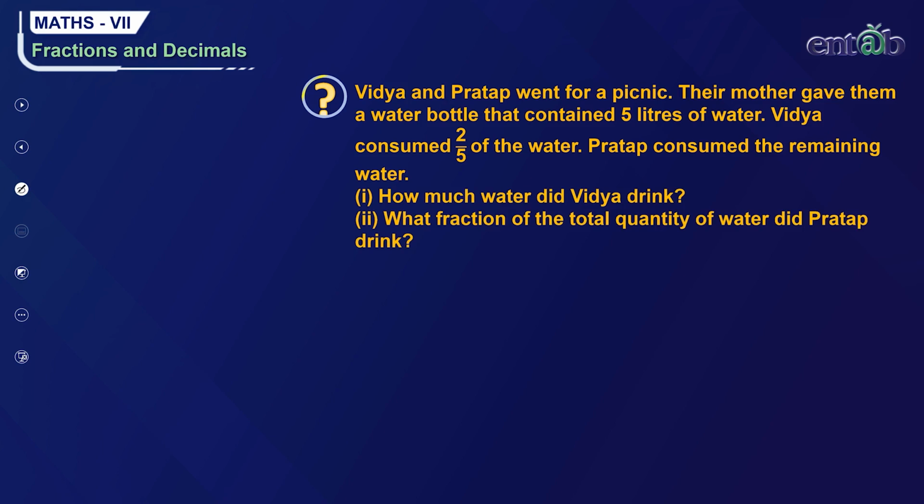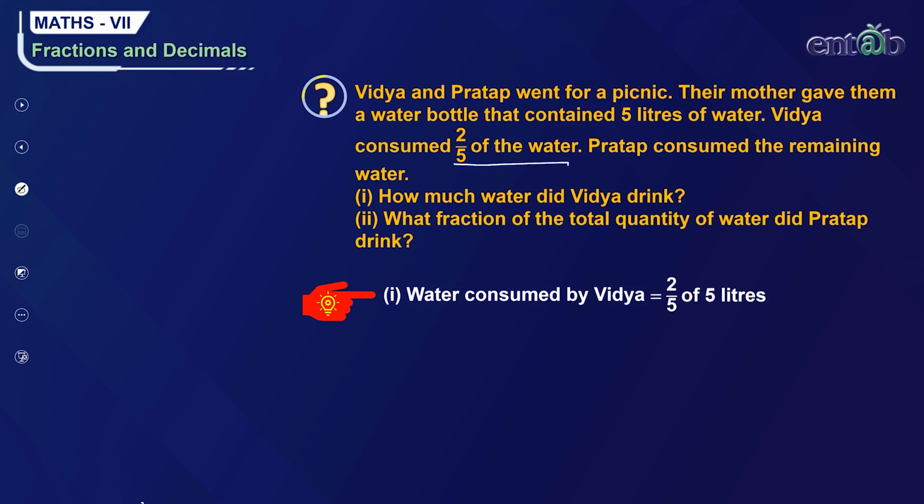So let's find out the solution here. Water consumed by Vidya, it says 2/5 of the water, and the total quantity of water is 5 liters. So it is 2/5 of 5 liters, which is 2 by 5 times 5, which is 2 liters. Thus we can say Vidya consumed 2 liters of water.